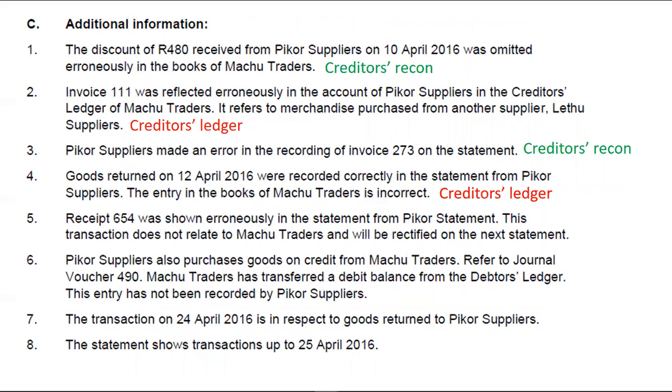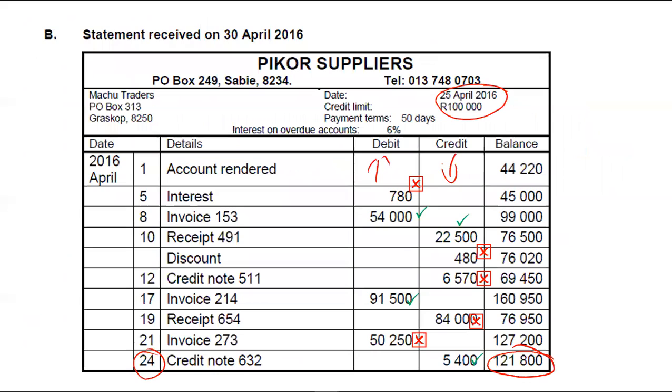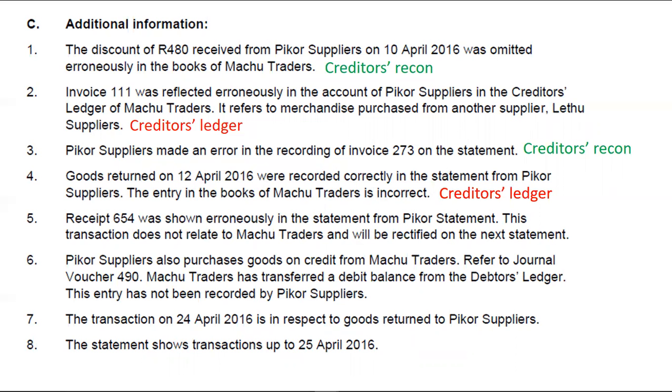I've actually explained that. And then we have receipt 654 was shown erroneously in the statement from Pico. So Pico made a mistake. This transaction does not relate to us. It is a payment. I think it is that payment of 84,000 Rand. That 84,000 Rand is not in our books. So they need to correct it, and they have to add 84,000 to our account. So we're going to prepare the creditors reconciliation statement and add it back. So we're going to add back that 84,000 Rand.